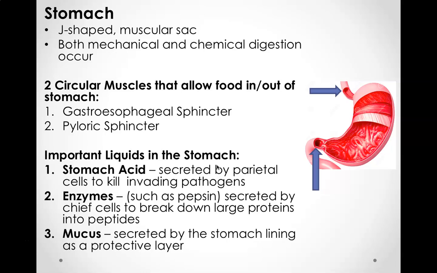Some important liquids that exist in our stomach that help with the chemical digestion part of things is firstly stomach acid, and that helps to kill off any invading pathogens that come in with our food. We have enzymes, lots of different enzymes in the stomach. Pepsin is one example, and this will help break down proteins into peptides. We're going to talk more about that later in the unit, how that actually happens. And then lastly, we have mucus, which is secreted by the stomach lining to help protect it from the harsh stomach acid. So that acid can actually burn our stomach lining if we didn't have this mucus that protects it.